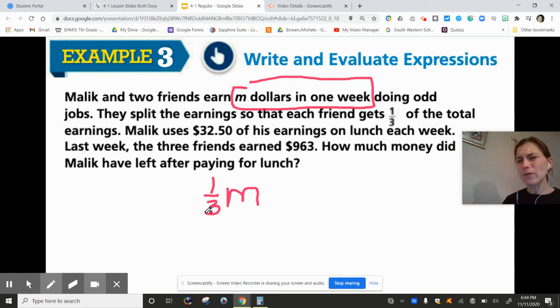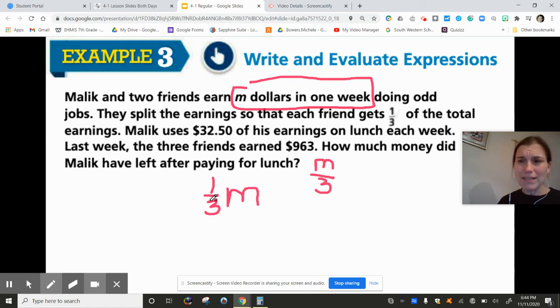Some of you are like, no, you divide it by 1/3. No. You take the money and divide it into 3 parts. That would be M divided by 3. Or I can do 1/3 of it. 1/3 times M. These two things are mathematically equivalent.